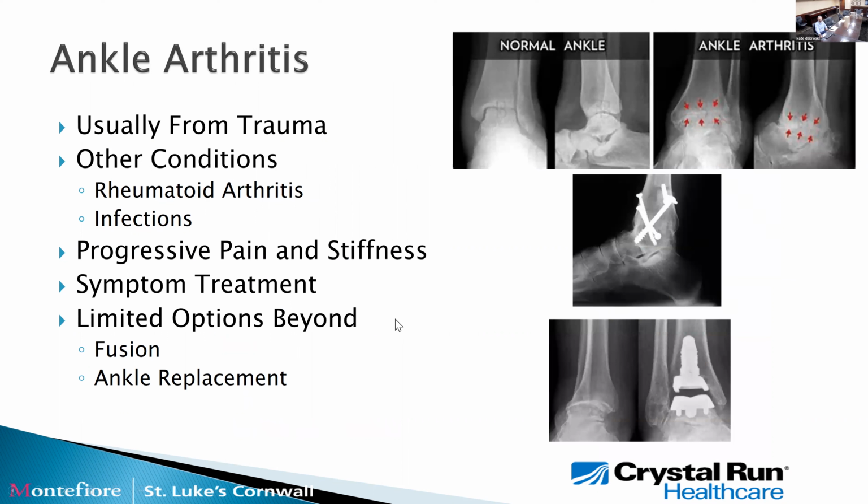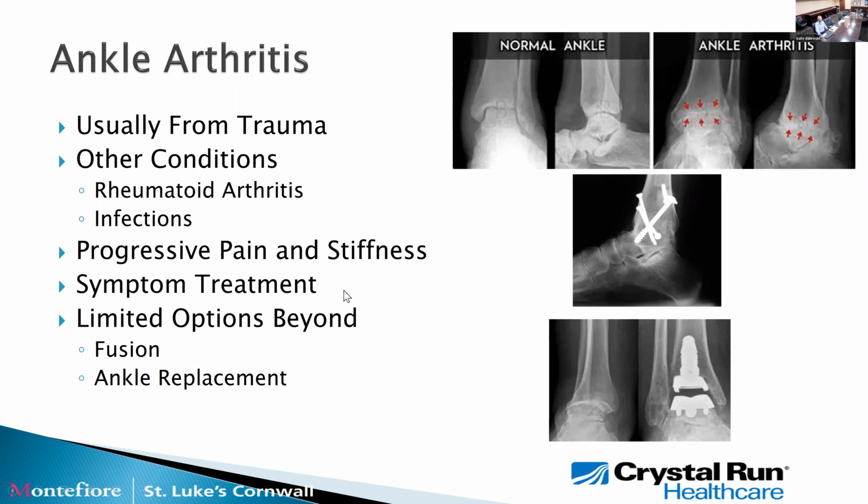So next condition is ankle arthritis. So, a normal looking ankle up here. Okay, and this is an arthritic ankle. And what we see is that the joint space is narrowed down. You don't see the nice space that we can see here clearly across. The ankle becomes very painful and stiff. So as I say, usually this is from trauma, but other conditions that can cause this are rheumatoid arthritis and infections. Again, you get progressive pain and stiffness.